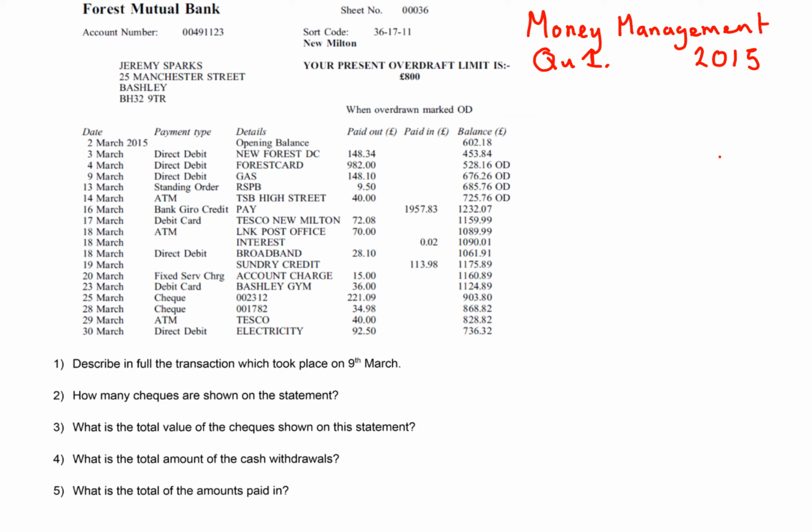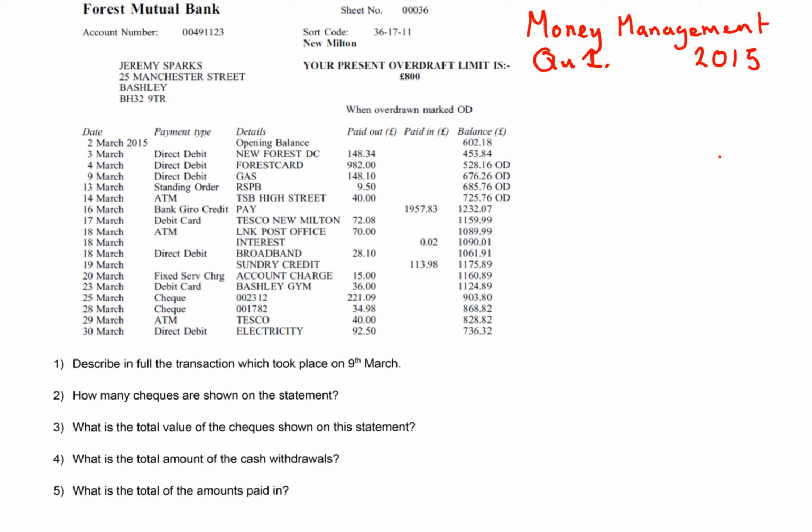And the last column, the balance, this is what is left in your bank account once the transaction has been made. So this transaction here on the 3rd of March, where a direct debit has gone out £148.34, once this has happened, this is your balance. That's what's left in your account. So that is your balance here. So that's what I wanted to point out before we start the questions.